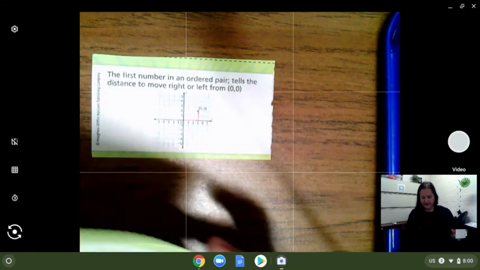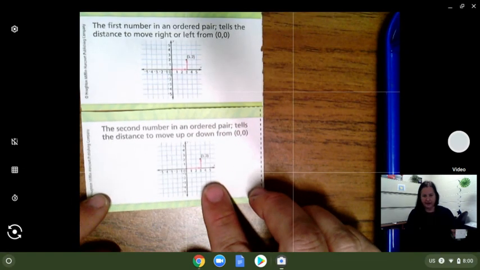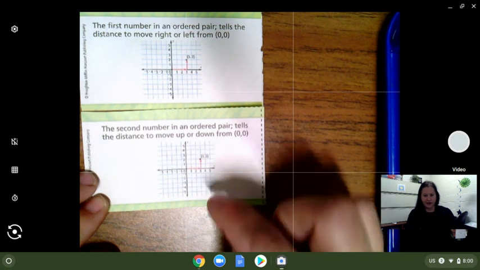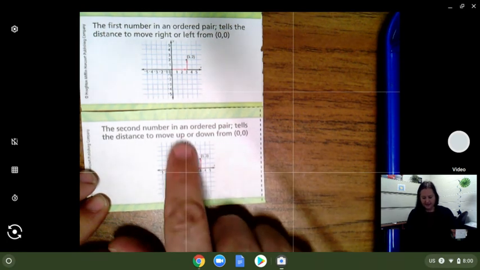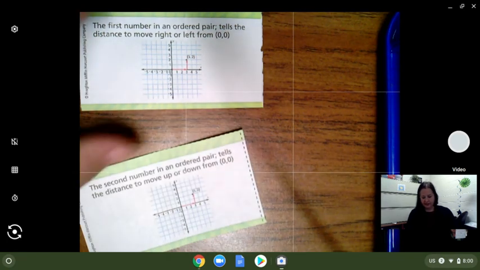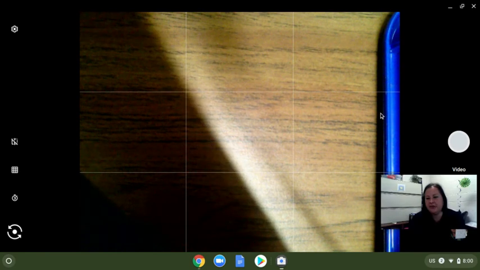The Y coordinate is the second number in that ordered pair, and that tells you how far up or down to go on the Y-axis. This is your Y-axis. And we'll be learning more about that in Unit 2. All right, that is the vocabulary for Chapter 4.